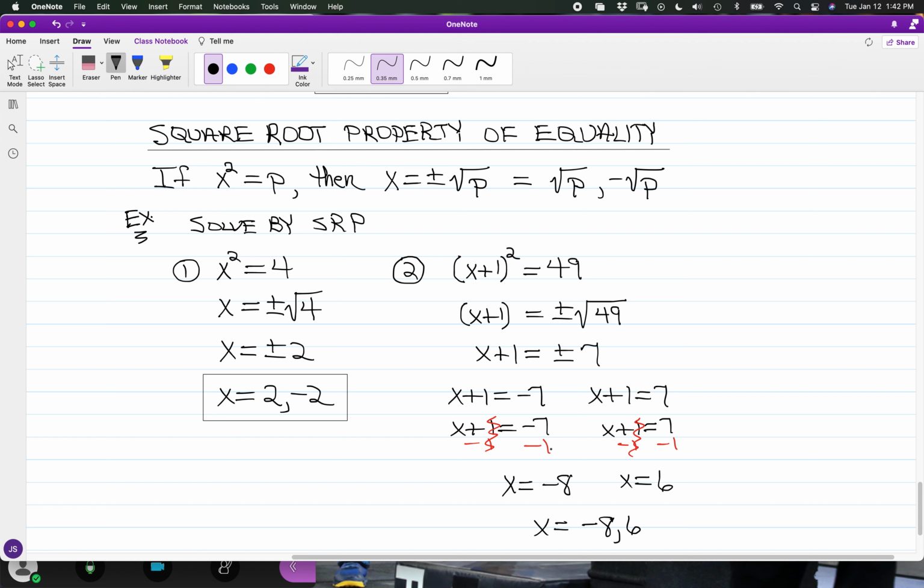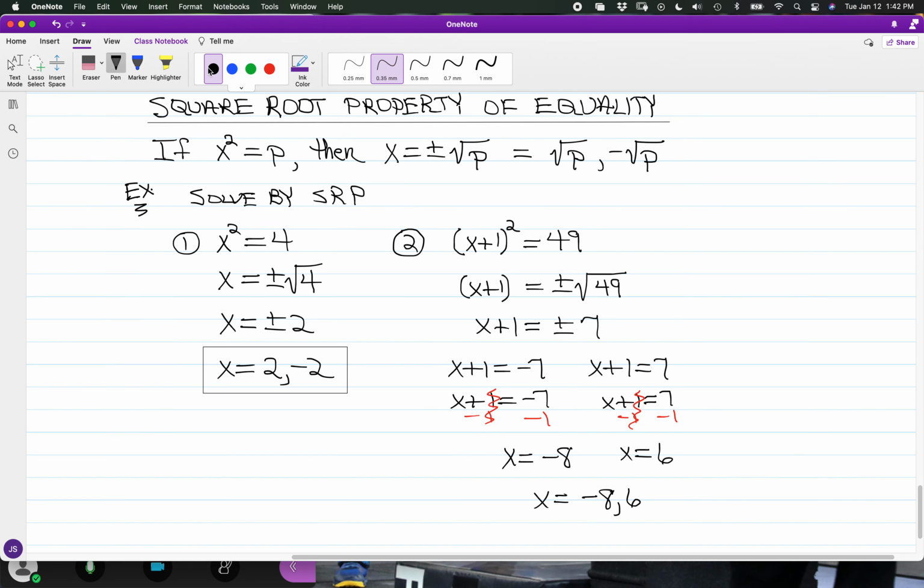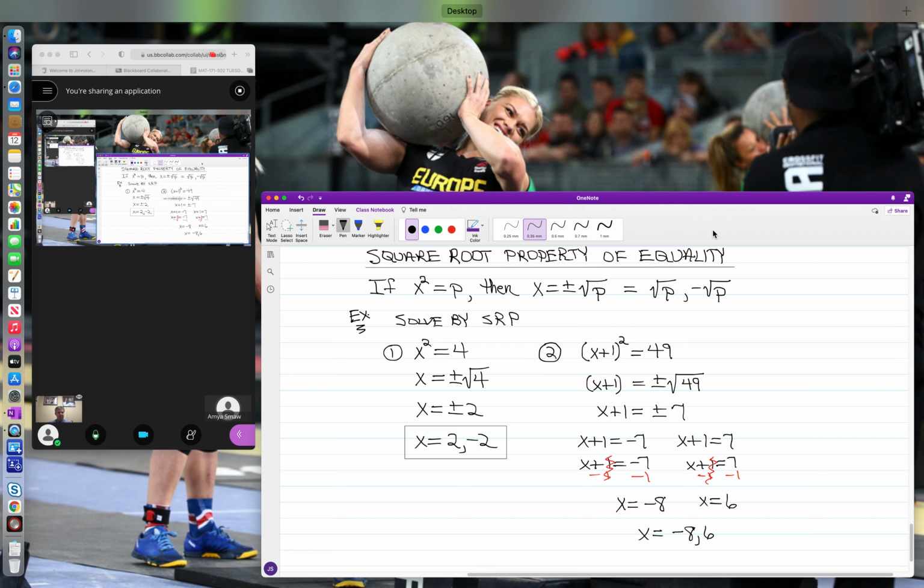And you can always go back and check. So we have negative 8 plus 1. Negative 8 plus 1 is negative 7. Negative 7 squared would be negative 7 times negative 7, so that would be 49. And as for 6, 6 plus 1 is 7. 7 squared is also positive 49. So those would be our two solutions for x in this particular instance.